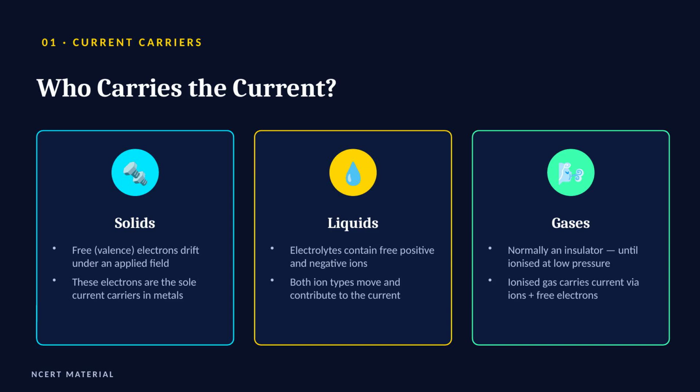Now, who actually carries this current? It depends on the medium. In solids, like metal wires, free electrons, also called valence electrons, drift through the material and are the only current carriers. In liquids, such as electrolytes, both positive and negative ions are free to move, so both contribute to the current. And in gases, which are normally insulators, current only flows once the gas gets ionized at low pressure, then both ions and free electrons carry the charge.